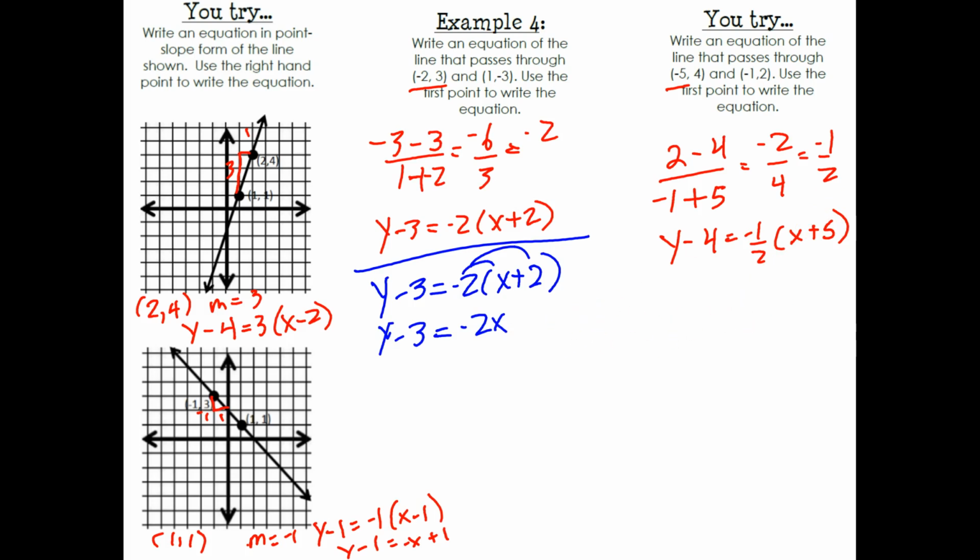Now let's do the other one. Minus 4. And so what do I need to do? Solve for y to put it in slope-intercept form. Add 3 to both sides, and we get y is equal to negative 2x minus 1.